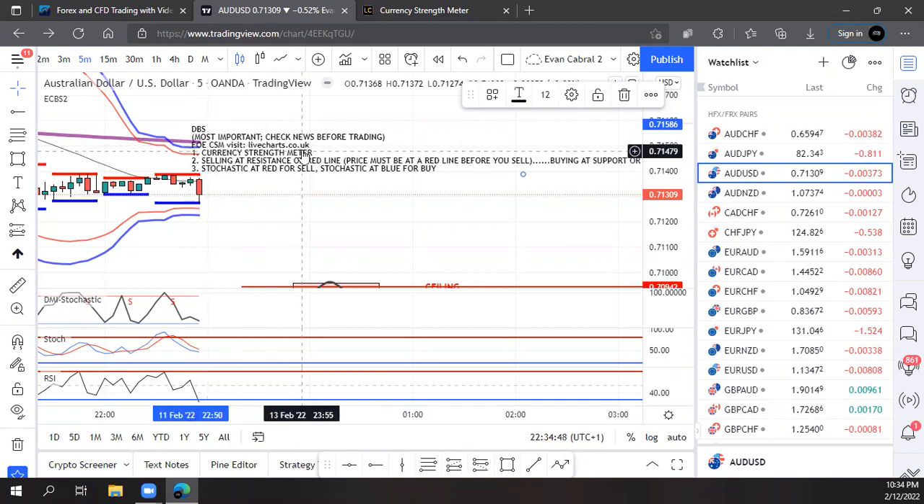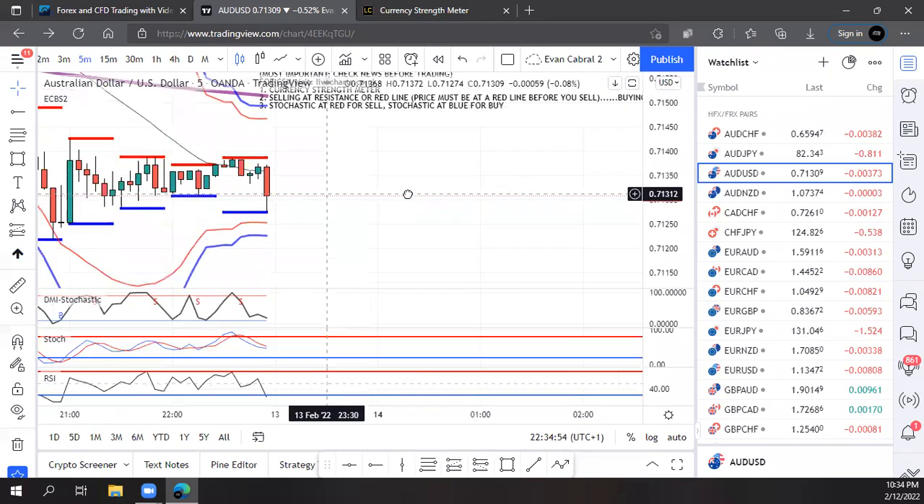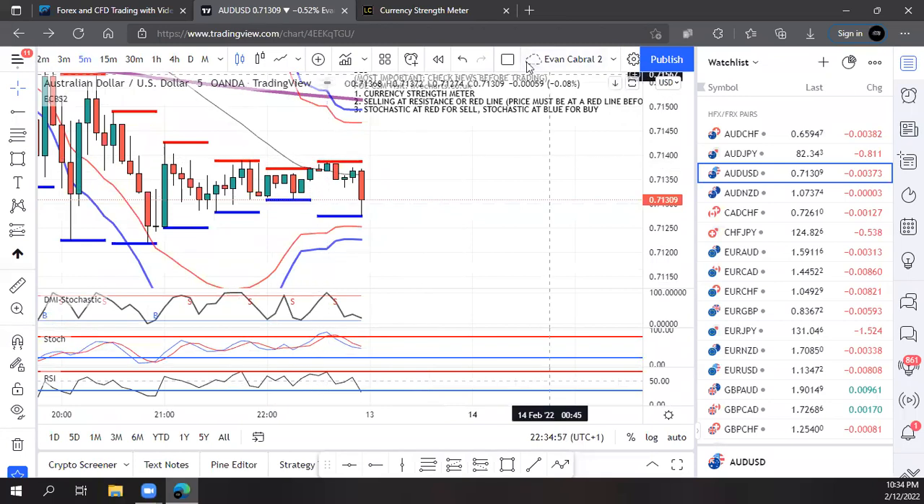Now, the next point, we're selling at a resistance. If currency strength meter says we should sell, we should be selling at a resistance. You want to see the market buy up to a resistance, a red line. Once you see the market coming to a red line, that's number 2. That's your second red signal.